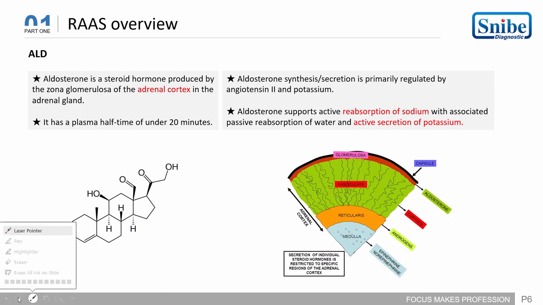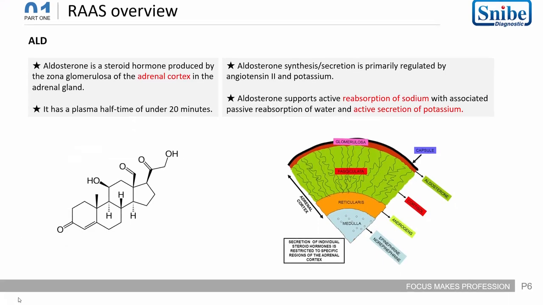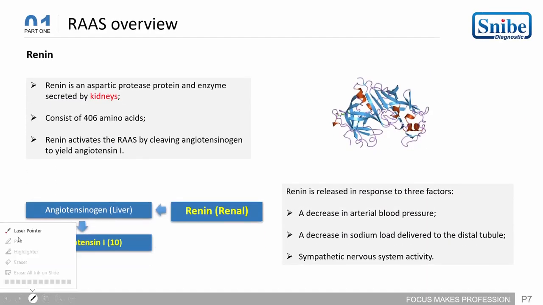So if we talk more about it, renin is basically an aspartic protease, an enzyme secreted by the kidney that consists of 406 amino acids.